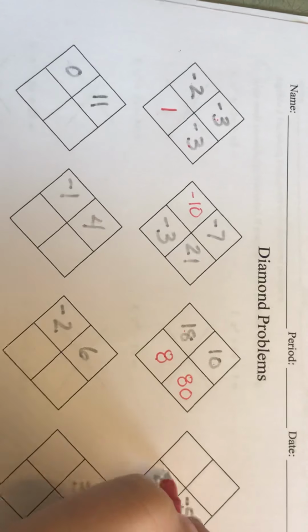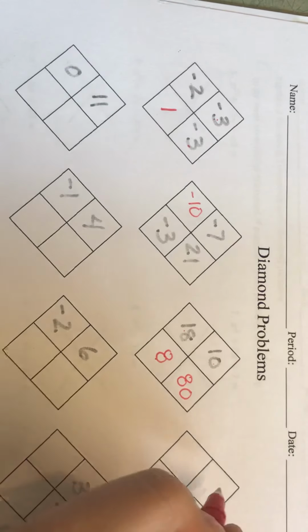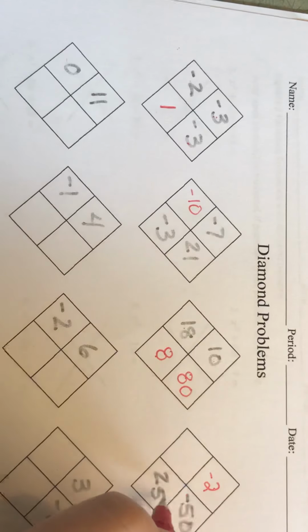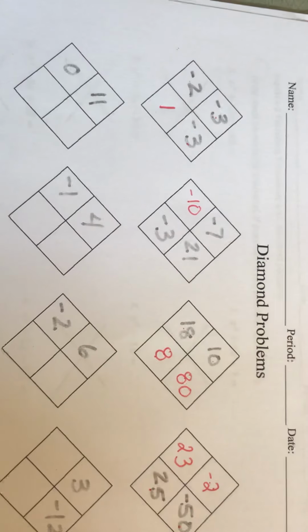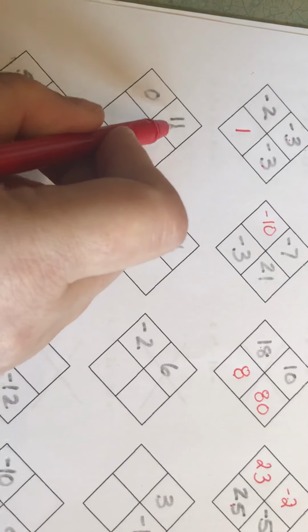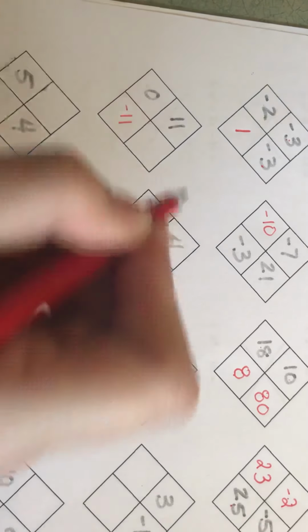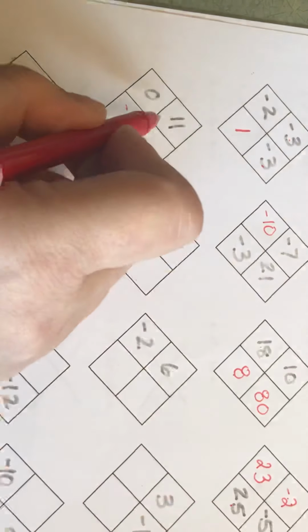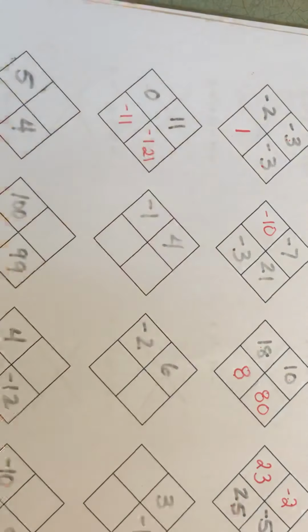Here, I'm going to multiply 25 by something to get negative 50. Well, that's going to be negative 2. Negative 2 times 25 is negative 50. When I add these, I get positive 23. Here, 11 plus a number is going to give me 0. Well, that's going to be the opposite of 11, or negative 11. 11 times negative 11 is negative 121.